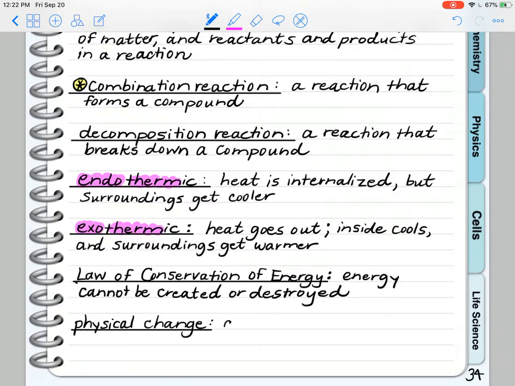A physical change. This is like the ice cube that melts. It is a change that does not change the identity of the substance. So let's go ahead and get this written down.